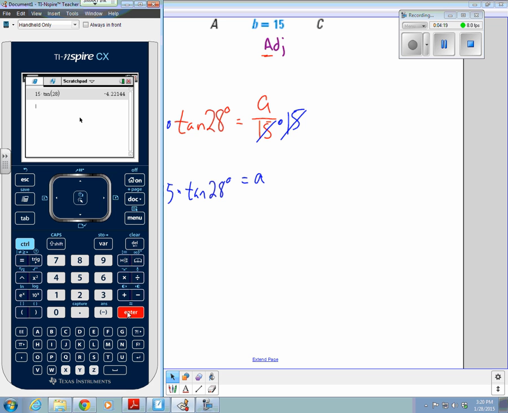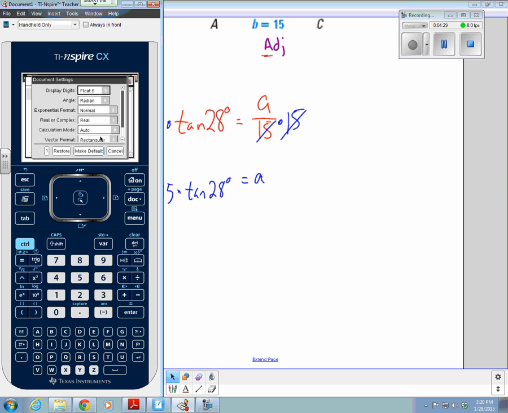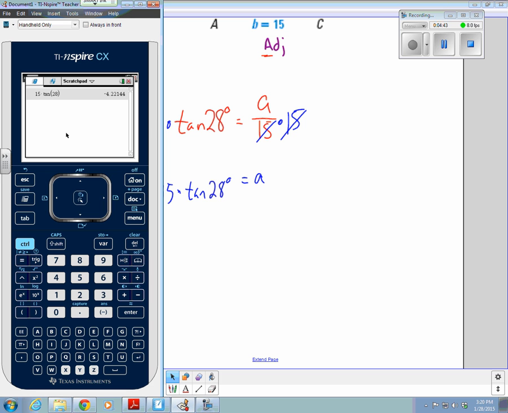Now what we're going to do is hit documents. Then go down to number 7, settings, and then number 2, document settings. The second one down, where it says angle, I don't want radians, I actually want degrees. So I'm going to switch it to degrees, and then hit make default at the bottom. Now my calculator is set in degrees, and this is going to work much better.